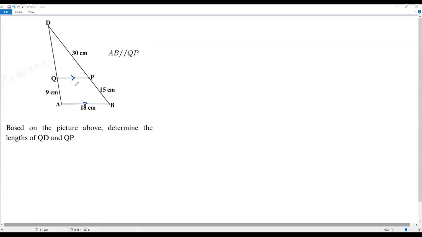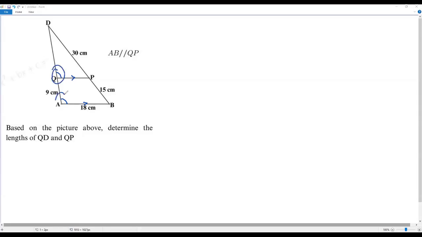Since these two line segments are parallel, the line segment AD, which intersects both QP and AB, is called a transversal. Whenever two parallel line segments are intersected by a third segment, which is called a transversal, the angle measure over here and the angle measure over here must be equal, because these two angles are corresponding angles. So when two parallel lines are intersected by a transversal, the corresponding angles must always be congruent. That means they must be equal in measure.